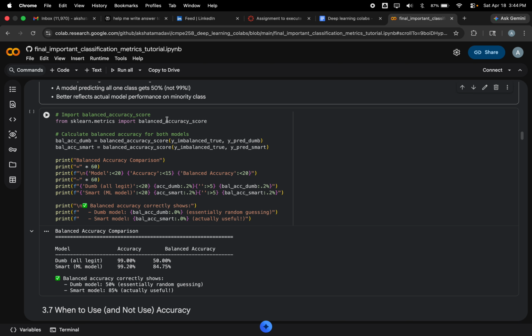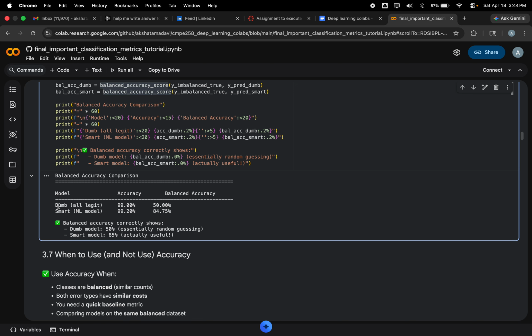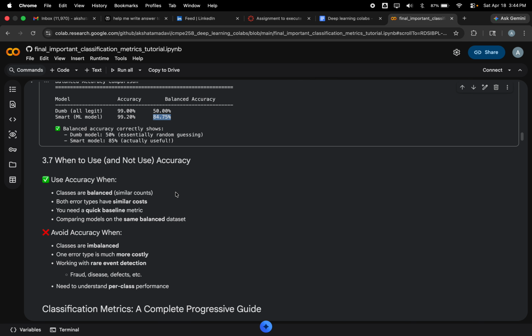So again, here you can use scikit-learn's balanced accuracy score, and now we'll use the same model. Here you can see the accuracy is coming as 99%, but the balanced accuracy is showing us 50%, and it's actually useful here.